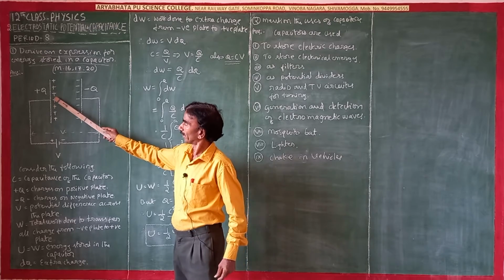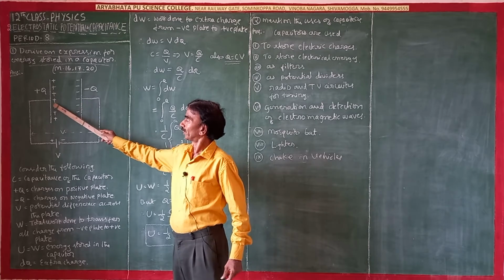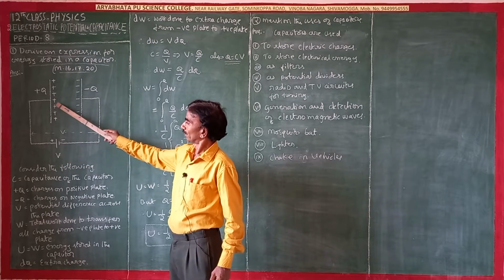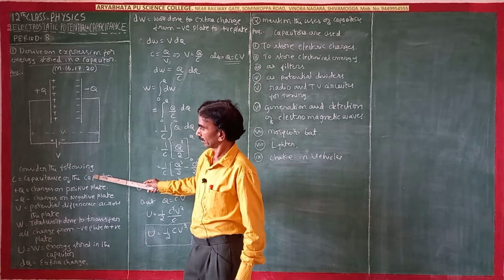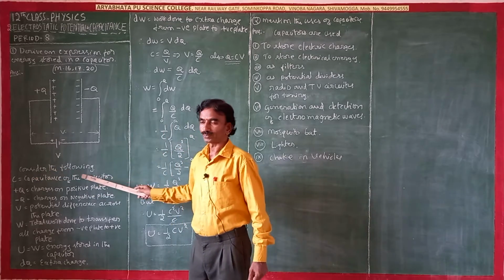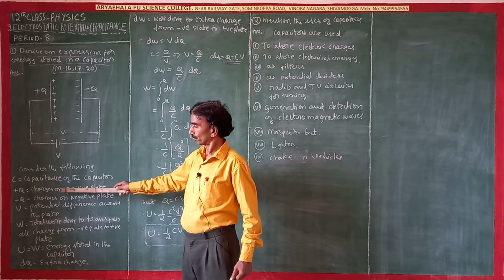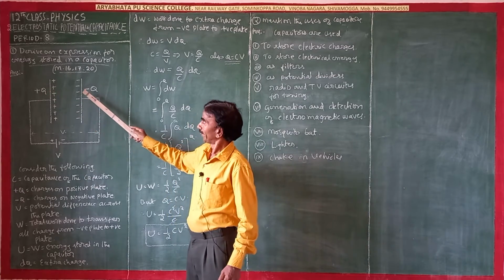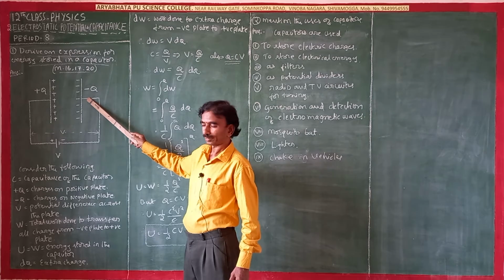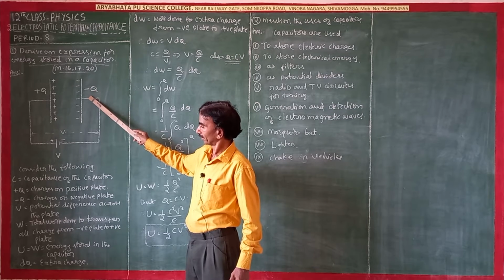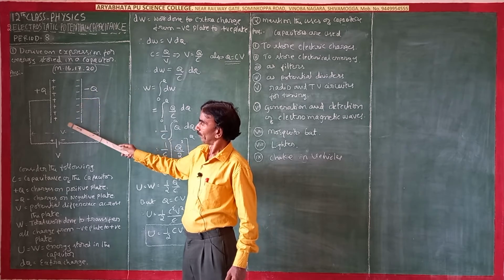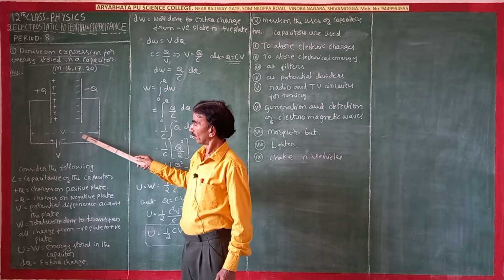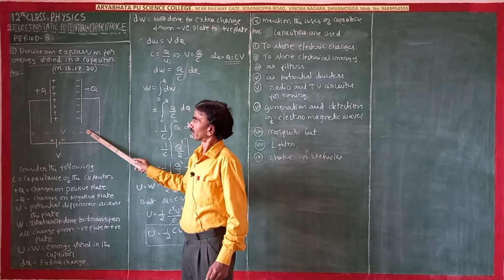Here are the plates. This is the positive plate, this is the negative plate. So consider the following. C is equal to capacitance of the capacitor. Plus Q is equal to charge on the positive plate. Minus Q is equal to charge on the negative plate. V is equal to potential difference across the plates.